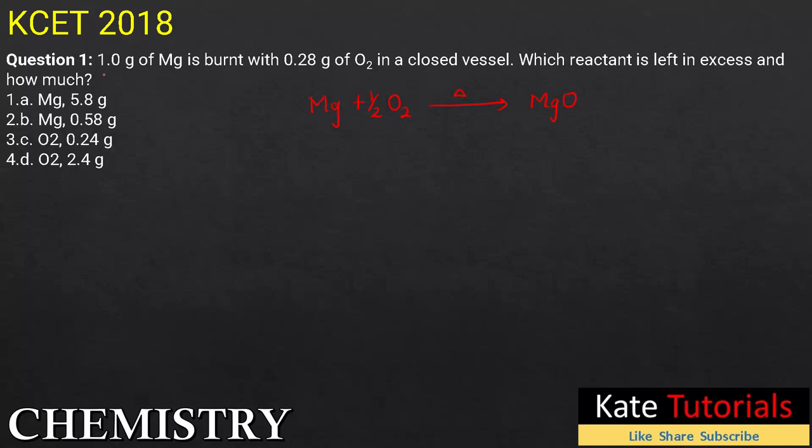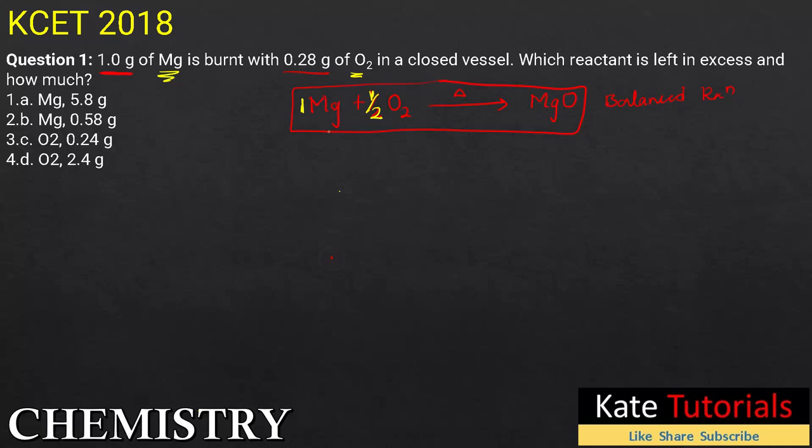Whenever you want to solve such kind of stoichiometry problems, with 1 gram and 0.28 gram, you should first balance the given reaction. So this is the balanced chemical reaction. Further, the stoichiometry of magnesium is 1 and the stoichiometry of oxygen is half. These things you have to remember, because they have talked only about magnesium and oxygen.